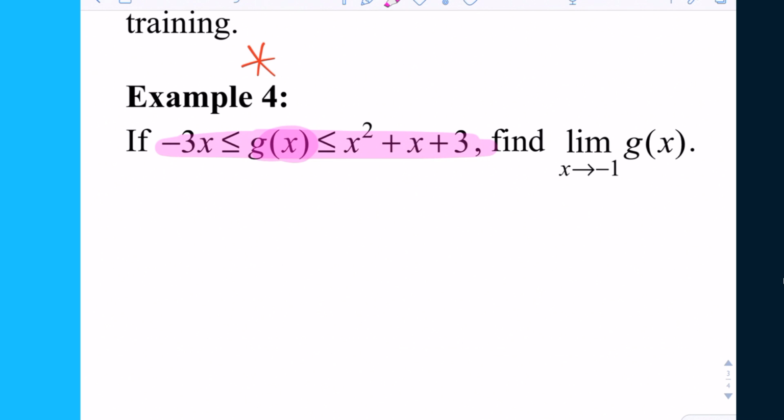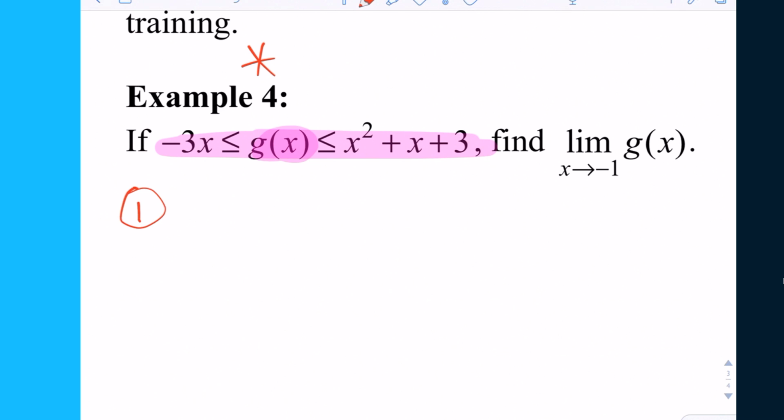Now, here's what's nice about your use of the squeeze theorem. You're never going to have to come up with the functions that bind another function above and below. They're going to be handed to you because they could be hard to find. You're responsible for recognizing the squeeze theorem and finding the limit with the correct justification. So there's three things that are important, okay? So let's just number them.